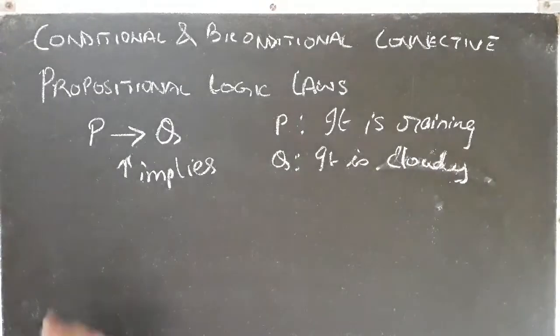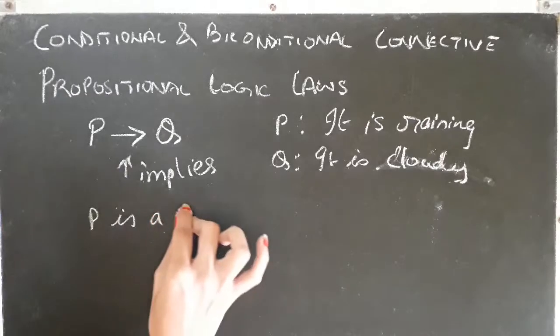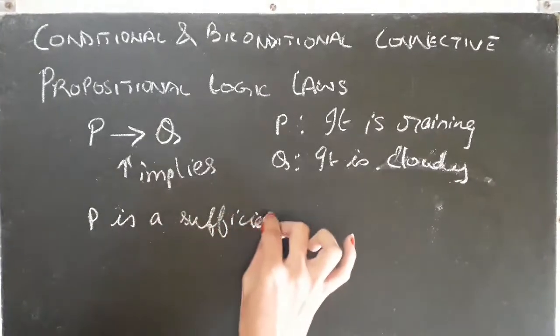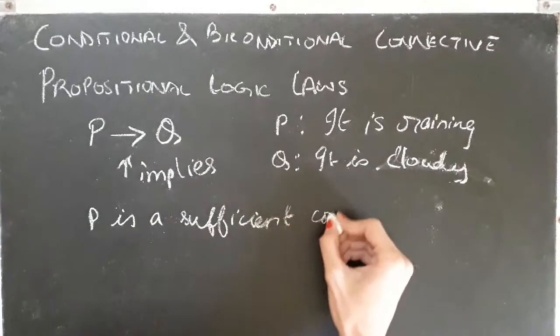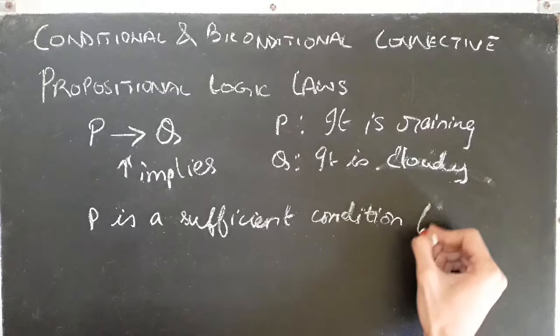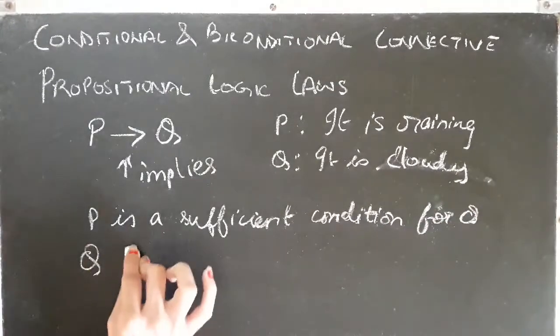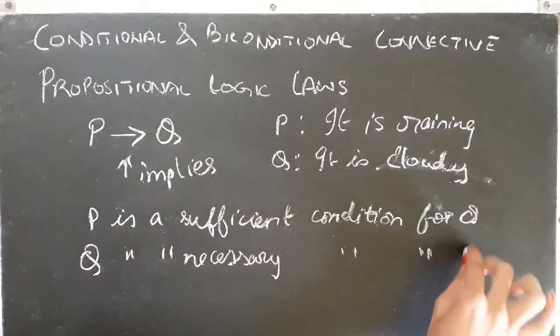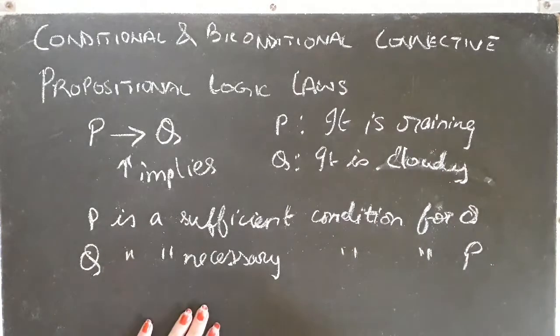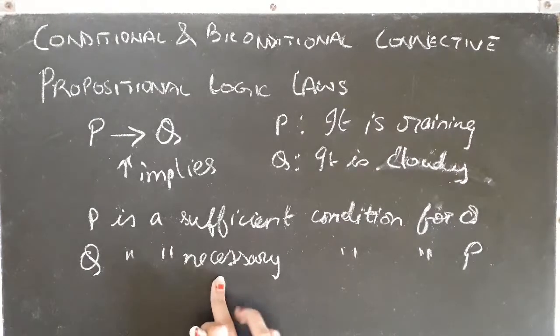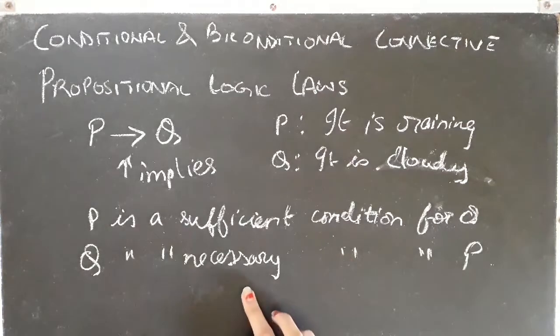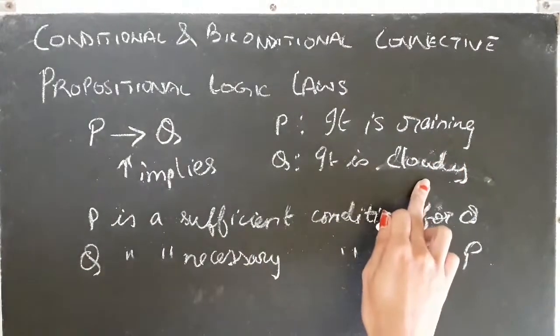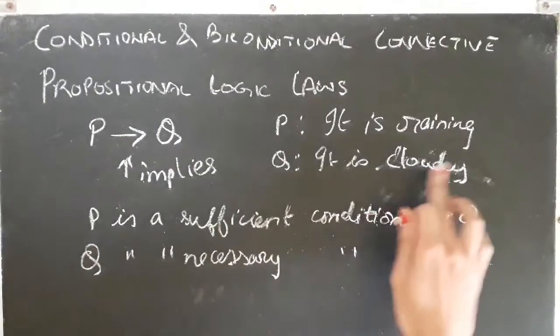What we need to understand here is that P is a sufficient condition for Q, and Q is a necessary condition for P. Now, what are sufficient and necessary conditions? A condition is said to be a necessary condition if without the occurrence of that condition, the result cannot occur. For example, it cannot rain without it being cloudy. So, Q is a necessary condition for P.